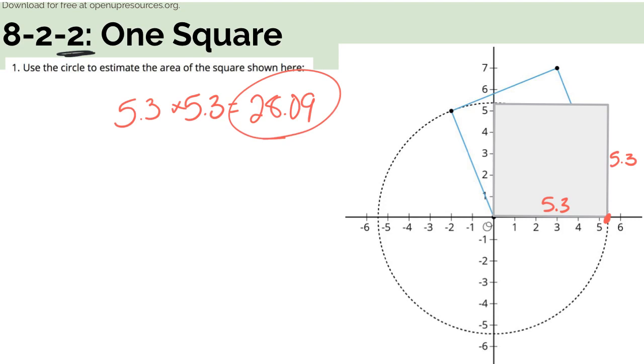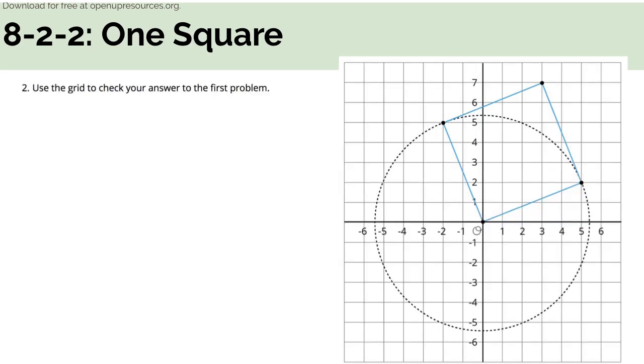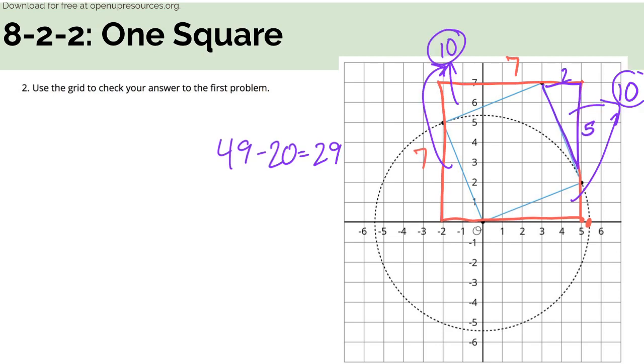Again, that's an estimation. Now that you have a grid, you might be able to estimate the side length a little bit better, or we could actually draw the big square and find the area that way. So if we draw the big square, we're actually doing it a little more accurately. The big square has an area of 49, 7 by 7, and I'm going to subtract off 20 because that is the area of all these triangles, and I would get an area of 29 for my tilted square.